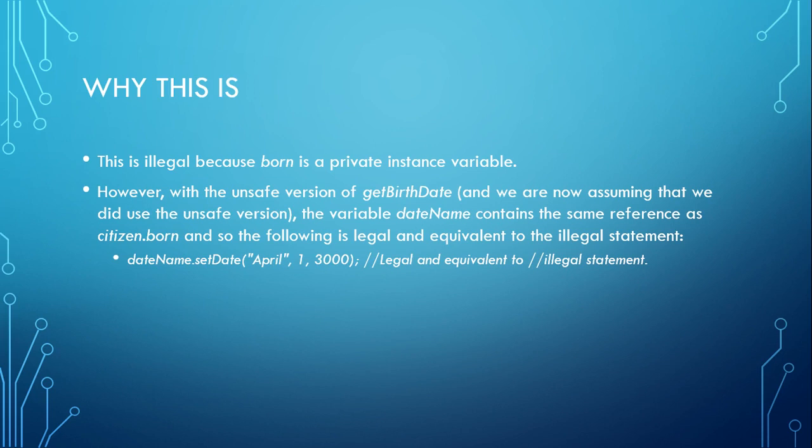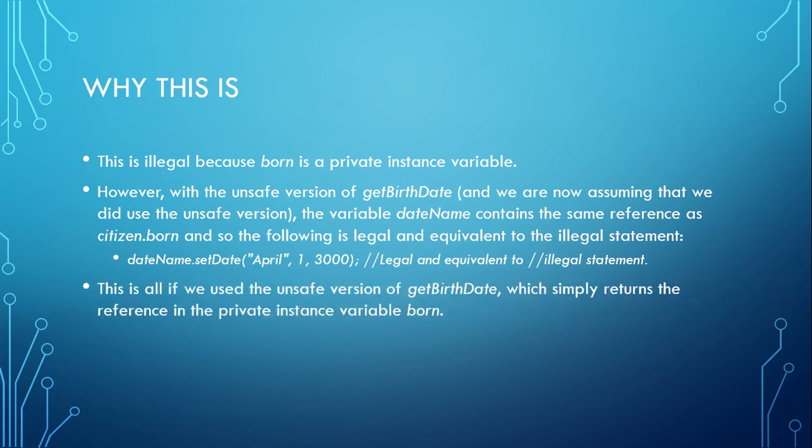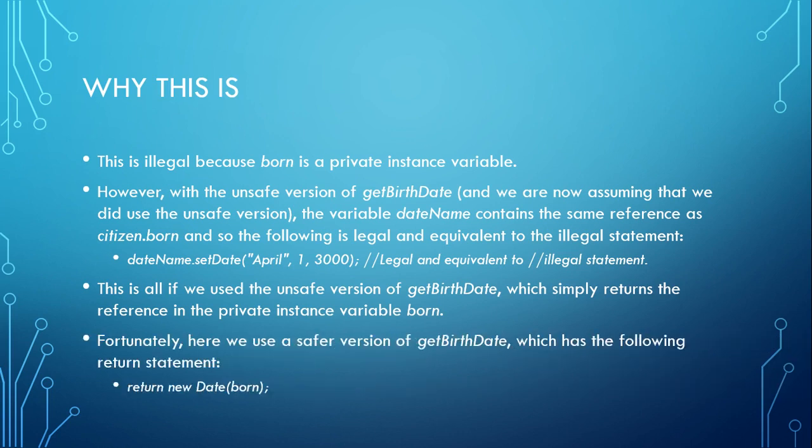Now, however, if we look at the unsafe version of getBirthDate, and we're assuming that we did use the unsafe version rather than the safe version, the variable dateName contains the same reference as citizen.born, and so the following is legal and equivalent to the illegal statement: dateName.setDate(April 1st, 3000). So that's legal, but it's also equivalent. This is all if we use the unsafe version of getBirthDate, which simply returns the reference in the private instance variable born. Again, notice we're talking about returning a reference, not necessarily a value.